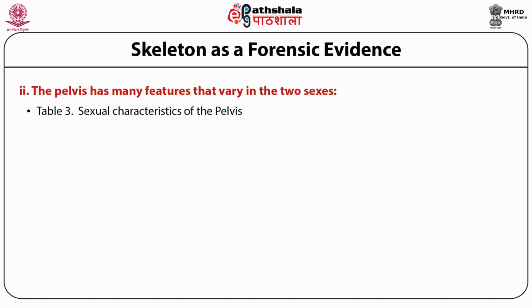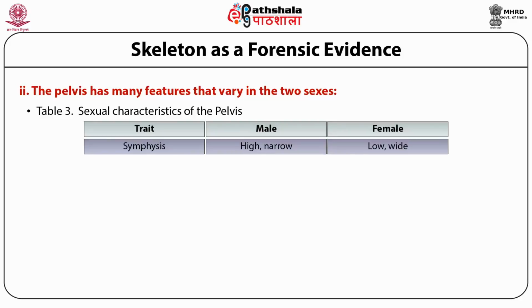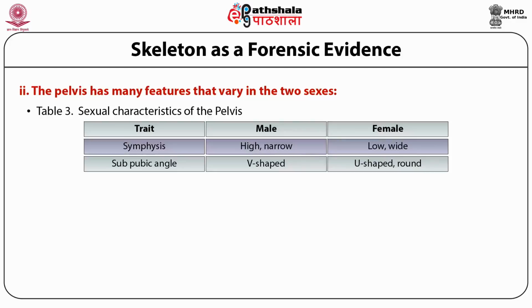The pelvis has many features that vary in the two sexes, that is, in the case of male and female. The symphysis of the pelvis is high and narrow in the male. In the female it is low and wide. The subpubic angle in the case of male is V-shaped, whereas in the case of female it is U-shaped and round.